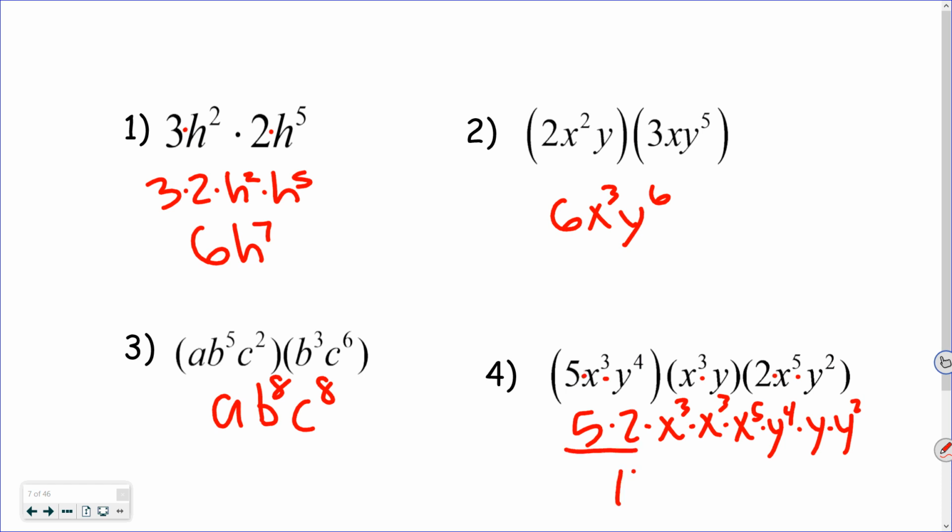That'd be 10. Even though now I have 3 x's, they're all multiplied together, so the rule still applies. Just keep the base the same, and I just add all of their exponents. 3 plus 3 plus 5 adds up to be 11.